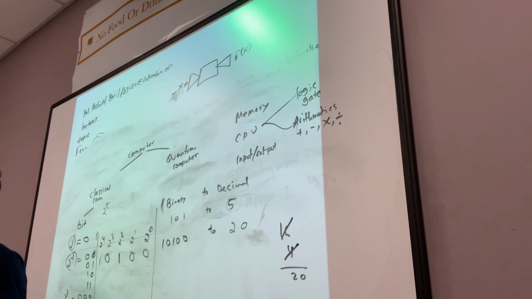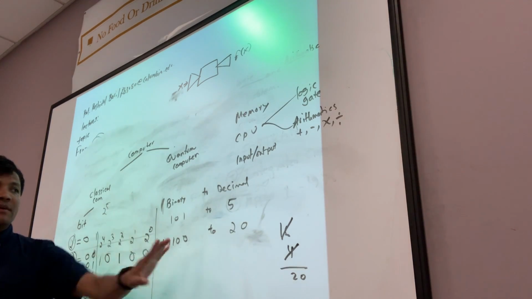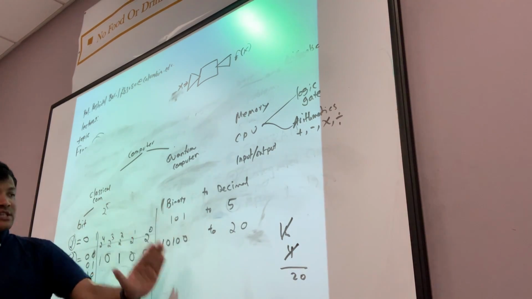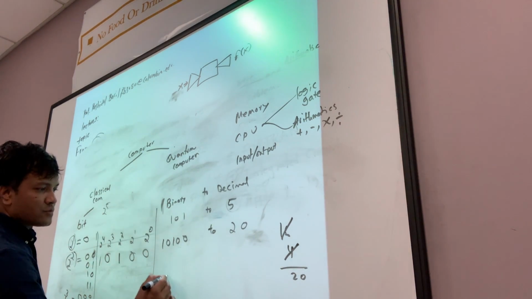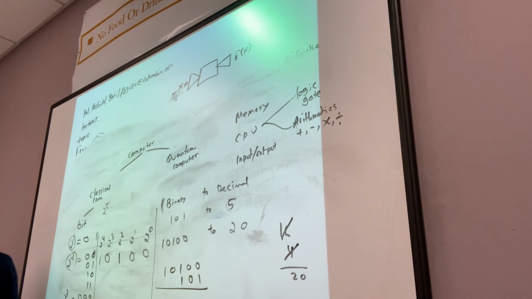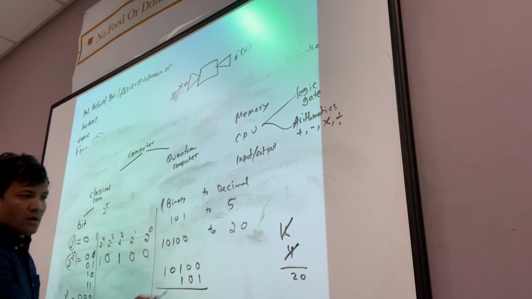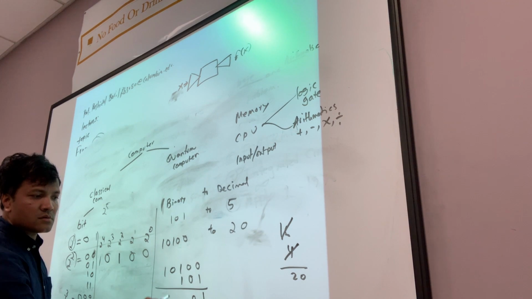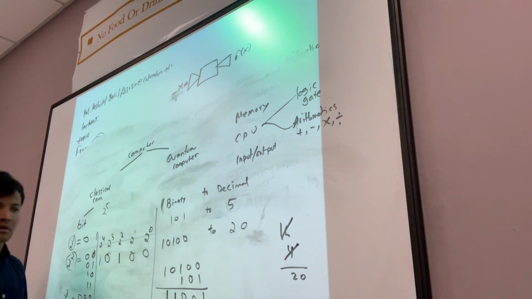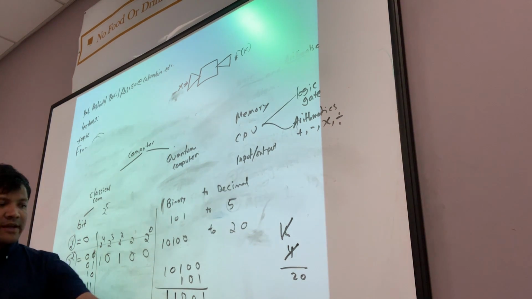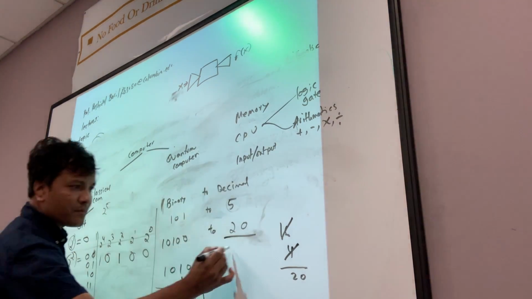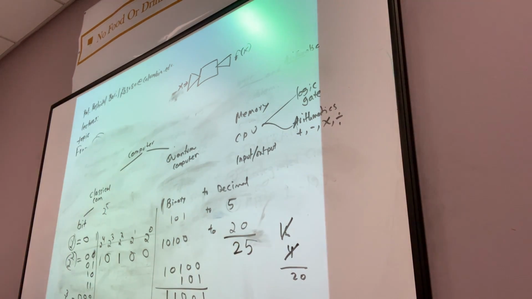Now I'm going to give you 1 minute. First I want you to add these two numbers because I know you know how to add these two. So you can write 1 0 1 0 0 and 1 0 1. Add them up. Let's see. 1 0. Now 2. Okay. So what is this? What I wrote? Okay, let's see. What is this? 5 plus 20 is what?